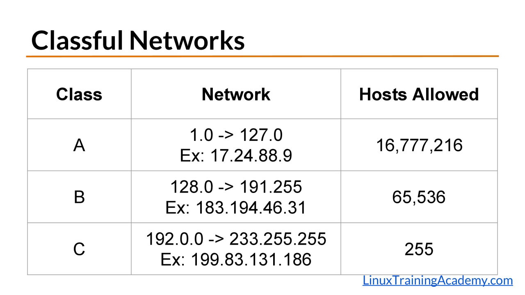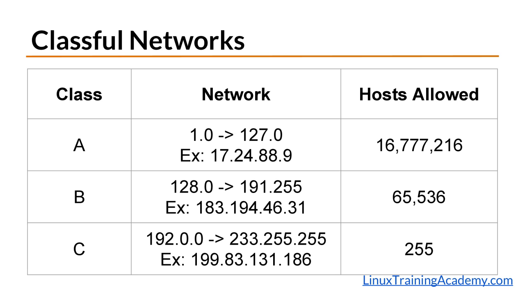An IP address with a first octet that falls between 1 and 127 is a Class A IP address. Class B addresses begin with 128.0 and end at 191.255. Class C addresses start with 192.0.0 and end with 233.255.255. A class determines the possible number of networks and the addressable space per network.